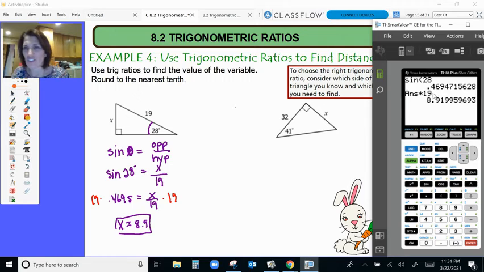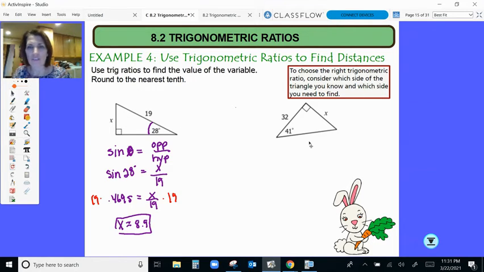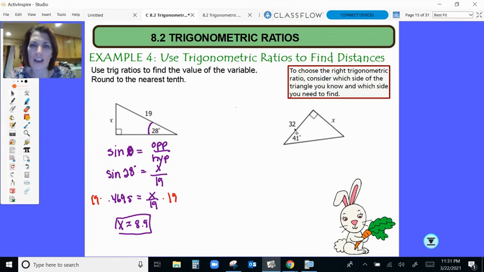So there we go. Okay, 8.9. Okay, how about this guy? Here we have, look what we have. From our angle here, we have an opposite side and an adjacent side. So that's my tangent ratio. So I'm going to use my tangent this time.